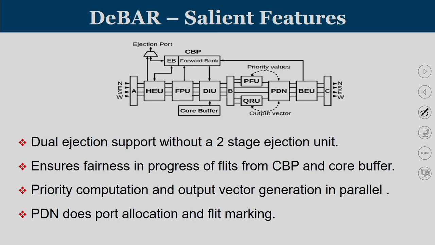So, that completes the various stages of the D-bar. It had a hybrid ejection unit which will take care of two ejections without having two ejection ports. You have a flit preemption unit that takes care of the starvation of both side buffer and the core buffer. And then we have a dual injection unit where flits can enter from both the side buffer and core buffer with odd even priority based mechanism.